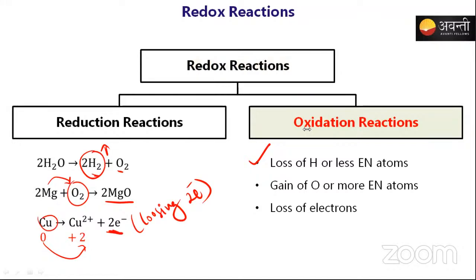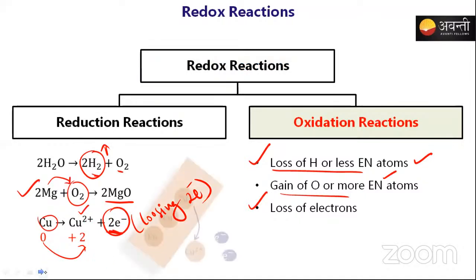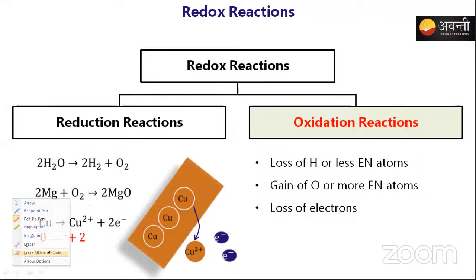Right. Yes. So now we can see that oxidation reactions are basically loss of hydrogen, and we can also say loss of less electronegative atoms, gain of oxygen. You just see in this equation, magnesium is gaining the oxygen, or we can say oxygen addition takes place, or we can also say addition of a more electronegative element. And the third point, loss of electrons. Just now I showed you, copper is going to lose two electrons by forming cuprous ion. Sorry, cupric ion.